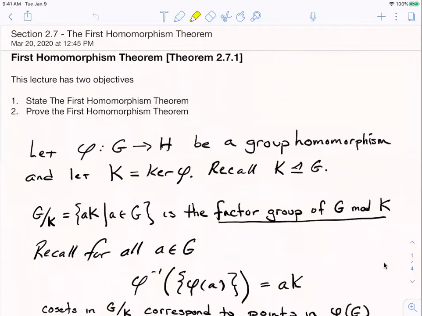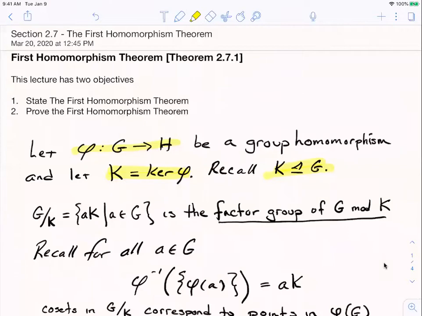In order to state the theorem, let's set a little background here. We'll give ourselves a homomorphism called phi, from a group G to a group H. I'll be writing these groups multiplicatively. And let's go ahead and denote the kernel of this homomorphism by just the letter K. And we'll recall that since it's a kernel of a homomorphism, it's a normal subgroup. All kernels of homomorphisms are normal subgroups.